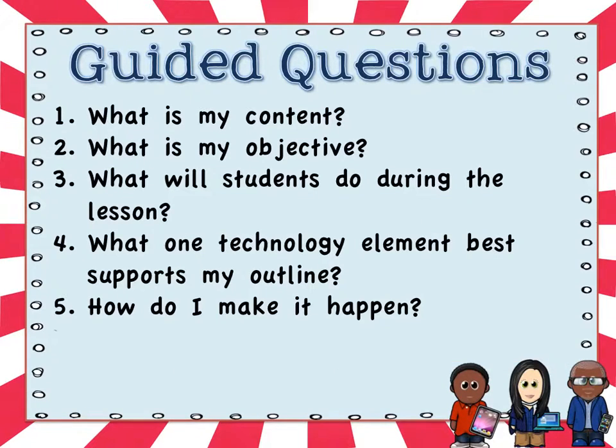That brings us to question 4 and 5 and where our model begins. What one technology element best supports my outline? And how do I make it happen? These two questions are going to be important as you work to start with technology, and we intentionally focus on one piece because when you're comfortable with one thing, then it's okay to move on to something else.